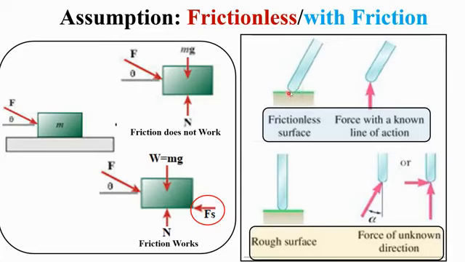Same case with a simple support. Say a bar is simply supported on a frictionless surface, it will have only a single reaction like this. But if we consider a rough surface, it will have a hinge-like support, like one vertical and one horizontal, or you can write it in one inclined direction.